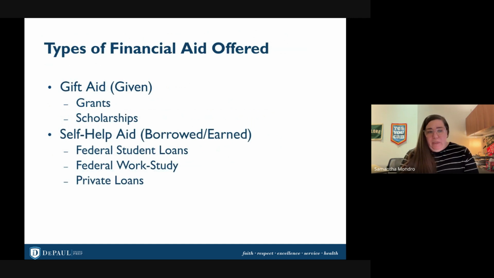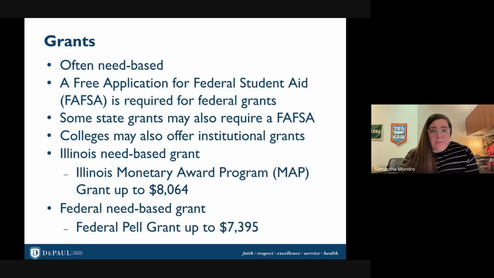So, when we're looking at the financial aid that is offered, a lot of times on award letters, you're going to see different terminology for different schools. Sometimes schools talk about gift aid. This is aid that is given to you, whether in the form of a grant or a scholarship. And then there's self-help aid, or aid that is going to either be borrowed or earned. That's going to include federal student loans, federal work study, and private loans as well.